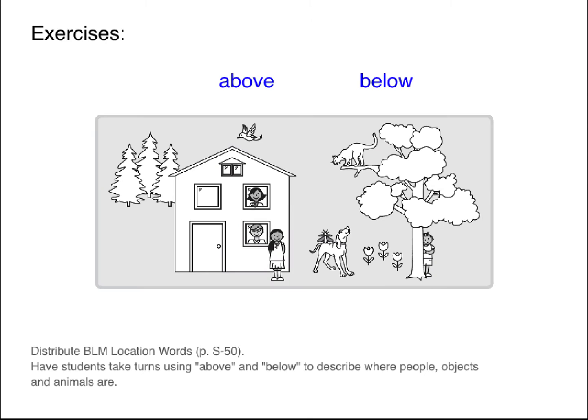I would say Joelle is above the triangle and the triangle is below Joelle. So the bird is above the house. The house is below the bird. The flowers are below the tree. The cat is above the dog, etc. You could look at more of them, and the lady is above the man, and the man is below the lady.